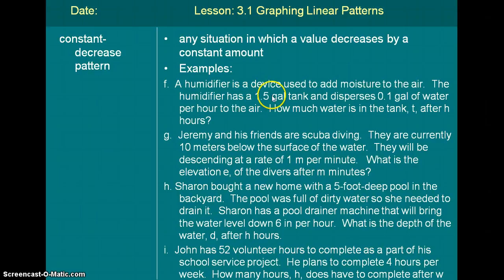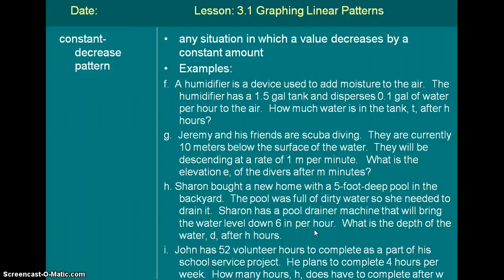We can see in example F that this is a constant decrease situation because the water level in the tank will decrease as the water is dispersed into the air at 1/10 of a gallon per hour. Jeremy's friends are descending at 1 meter per minute. This is descending, or decreasing, 1 meter every minute. Sharon's pool is full of dirty water, so she needs to empty it. We can see that this is a constant decrease because the water level is going down 6 inches per hour. That means every hour. John's situation is a constant decrease because his total number of hours is decreasing by 4 after each week that passes.